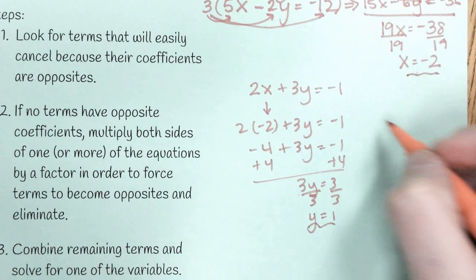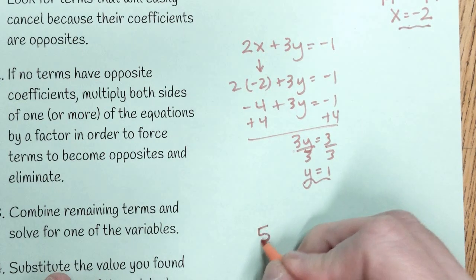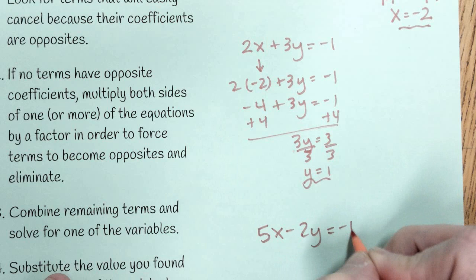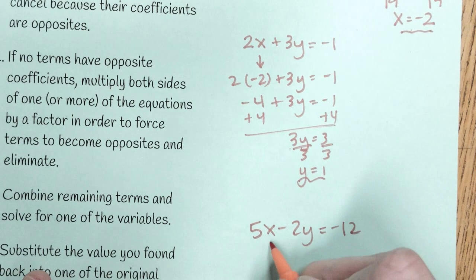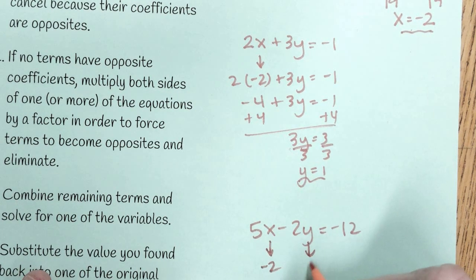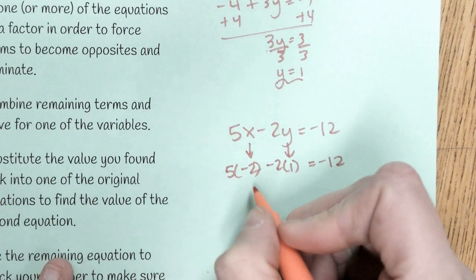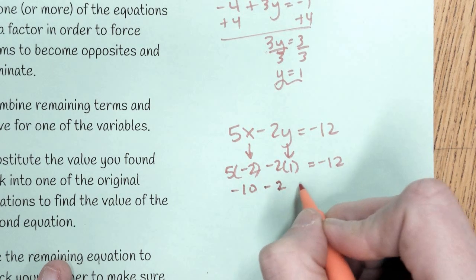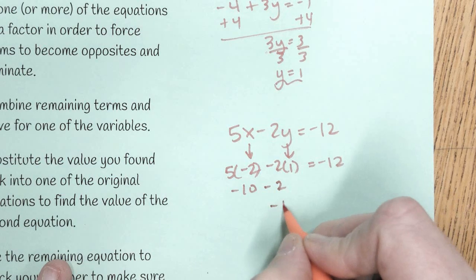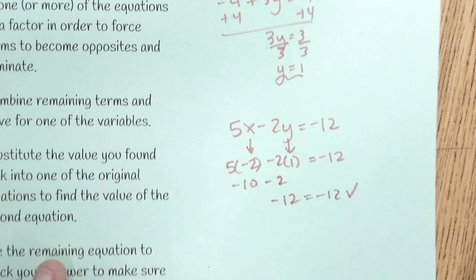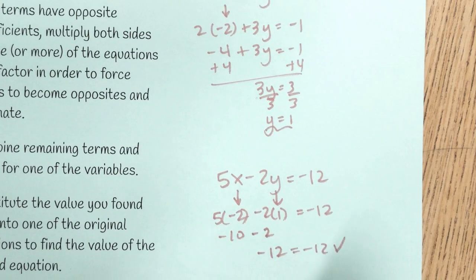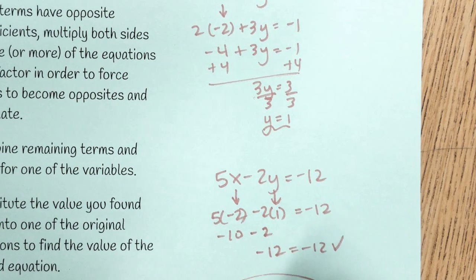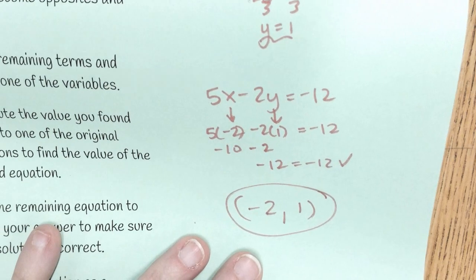So I'm going to use my last equation, 5x minus 2y equals negative 12, to prove it. Well, if x is negative 2 and y is 1, that should be true. Well, 5 times negative 2 is negative 10. Negative 2 times 1 is negative 2. Negative 10 minus 2 is negative 12. And that's correct. So my answer is negative 2, 1. We will practice this a ton more in class tomorrow.